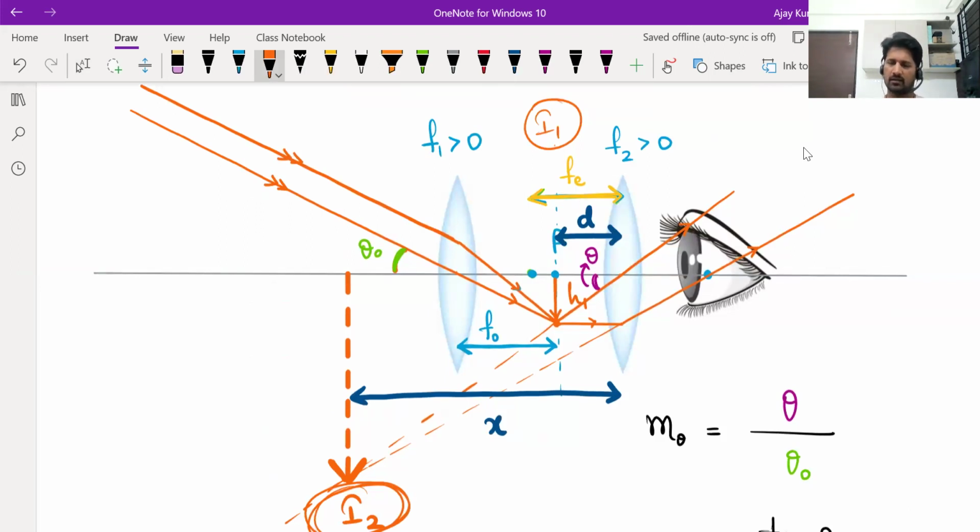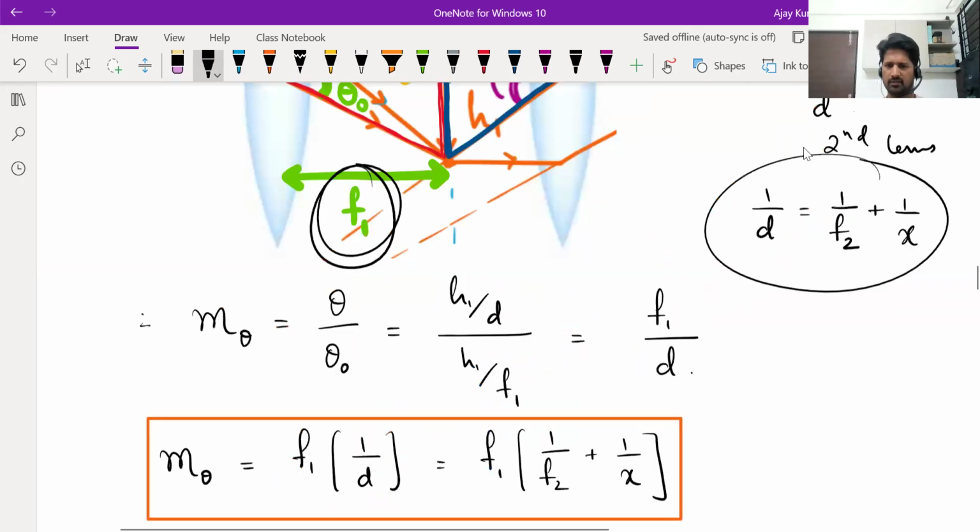Okay. And compared to the original object, the final image that you see, is it an inverted image or an upright image? Inverted image, obviously. Now see, angular magnification will definitely be greater than 1. It is f0 by fe or f0 into 1 by fe plus 1 by x. Angular magnification is definitely greater than 1, produced by a telescope.